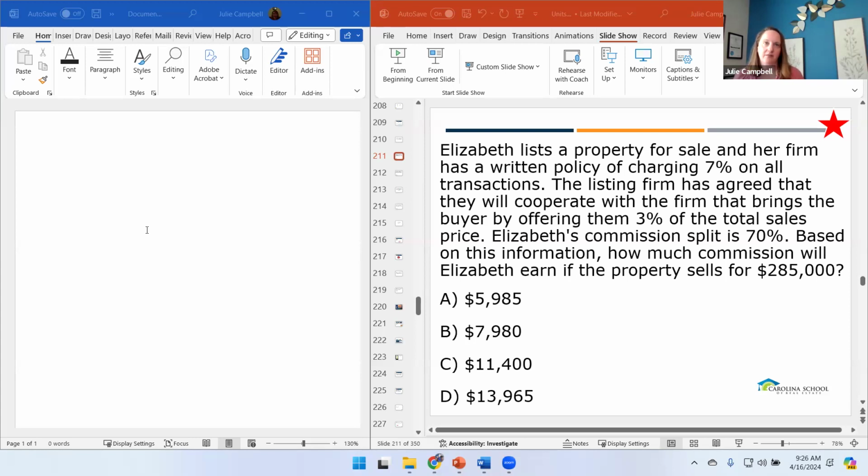Who's the only person I care about in this problem? One person. That's my girl, Elizabeth. That's all I care about. That's one way to help eliminate your distractions. Stop and ask yourself, what is this question asking me? Because if that doesn't get you to this answer, then it doesn't matter. Eliminate distractions, use the map to help you out. What role does Elizabeth play? If she's listing the property, that makes her my listing agent.